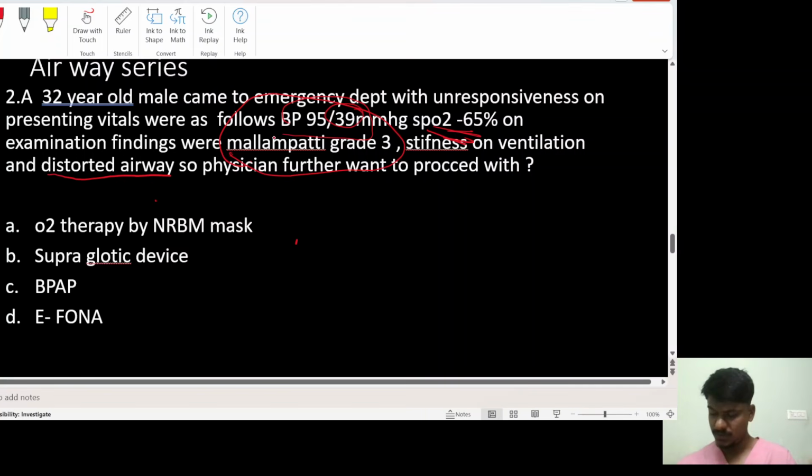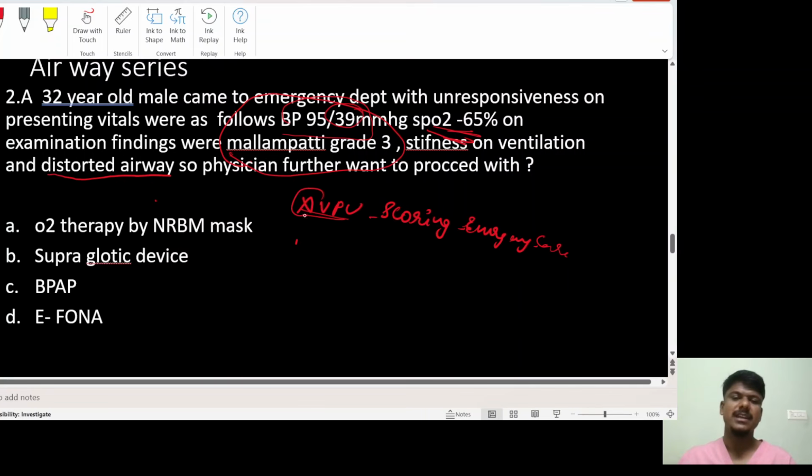So now we have a young, normal-age patient who came to the emergency department. The patient is unresponsive. In the last question I briefly told you about GCS. GCS is done in case of emergency, but if the patient comes to you in the ED, you have to go for another scale called the AVPU score. This is a newer scoring system used in emergencies and critical cases.